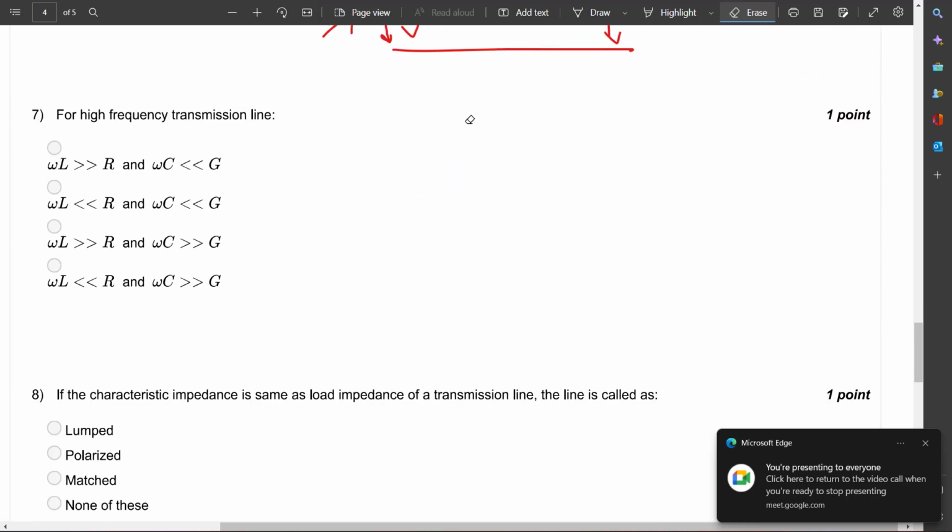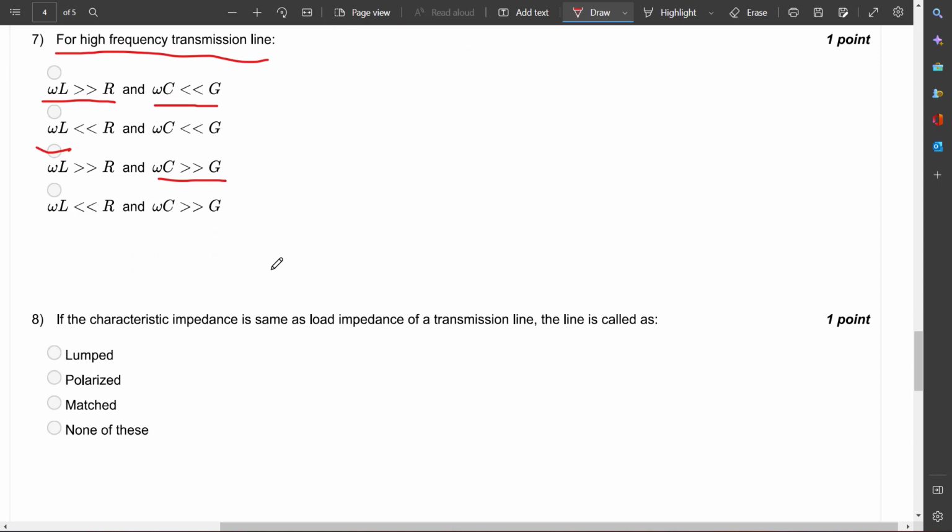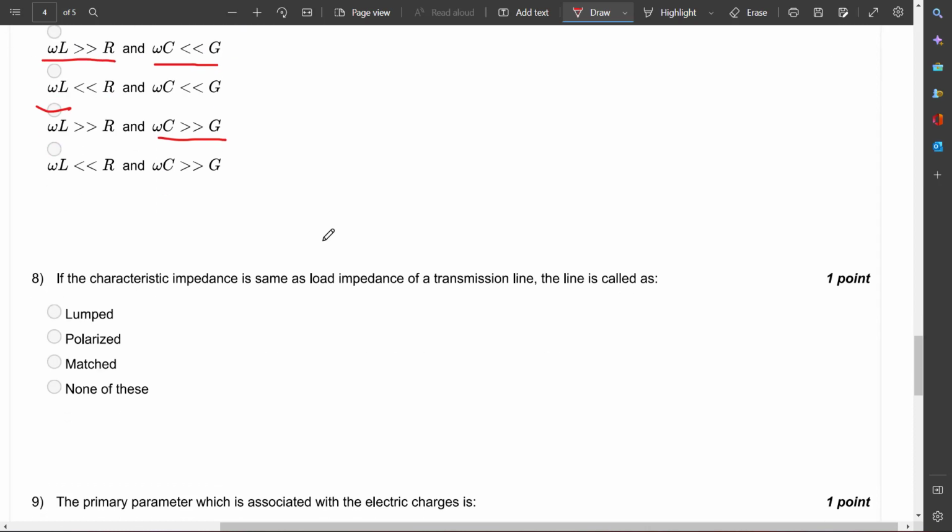Question number 7. For a high frequency transmission line: omega L far greater than R and omega C far less than G; omega L far less than R and omega C far less than G; omega L far greater than R and omega C far greater than G; omega L far less than R and omega C far greater than G. Option C: omega L is far greater than R and omega C is far greater than G. The logic is that omega equals 2 pi f. If the frequency is very high, then obviously the reactance will be high. And if the option were given as 1 by omega C, it would be very less, but since it is omega C, it is much greater than G.